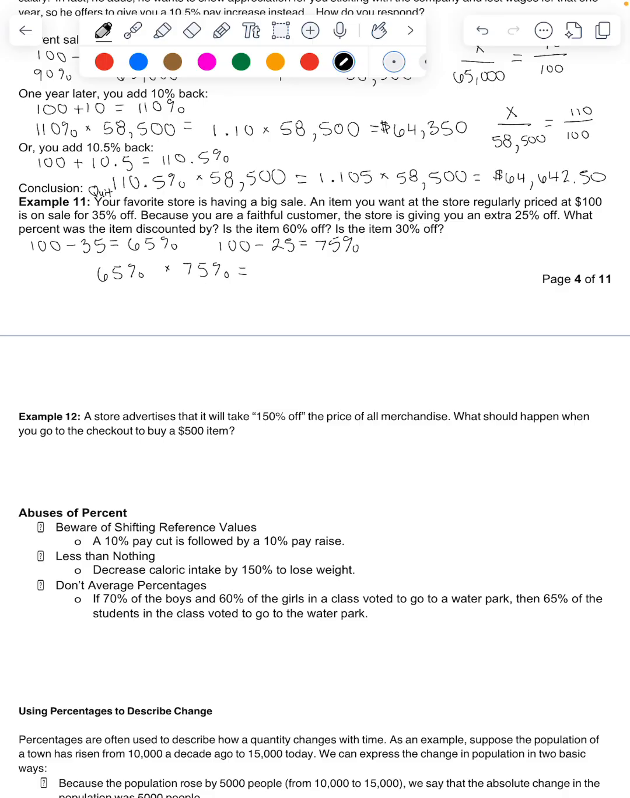And of course, I don't put percents in my calculator. .65 times 0.75 gives me 0.4875. So 48.75% of the original price is what I am going to pay.